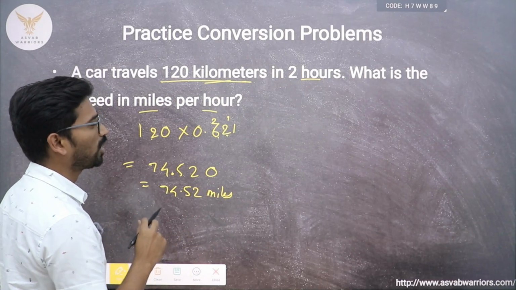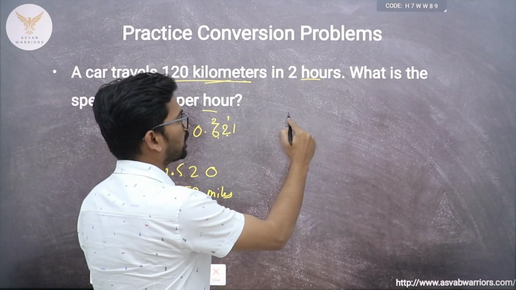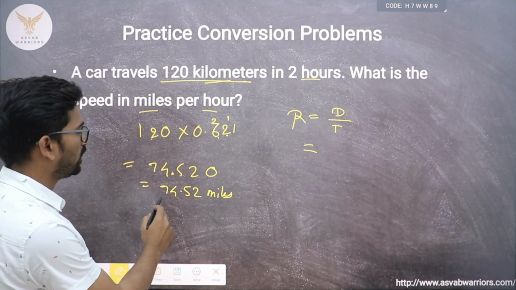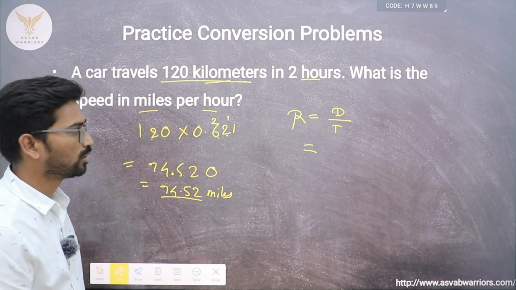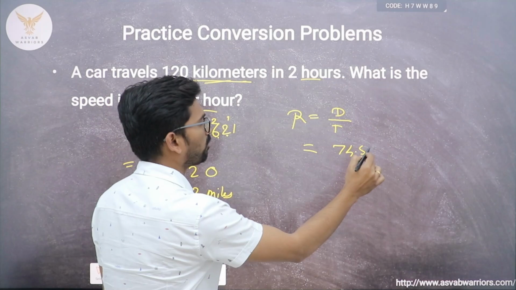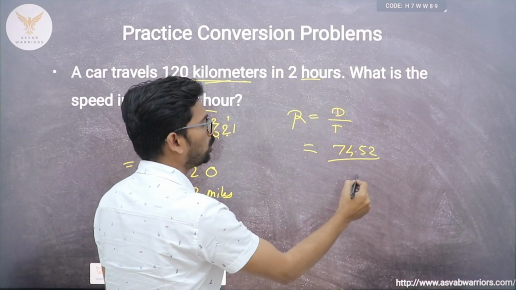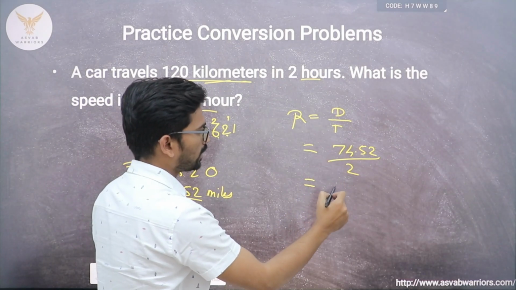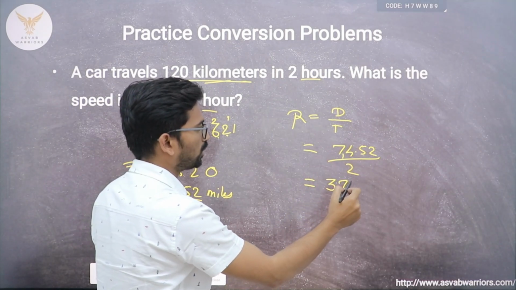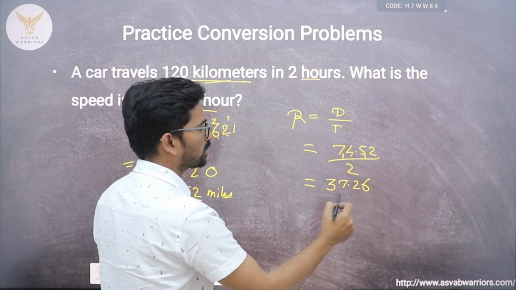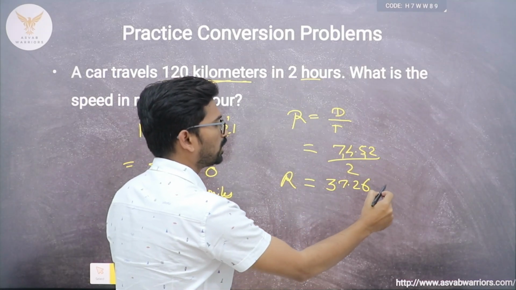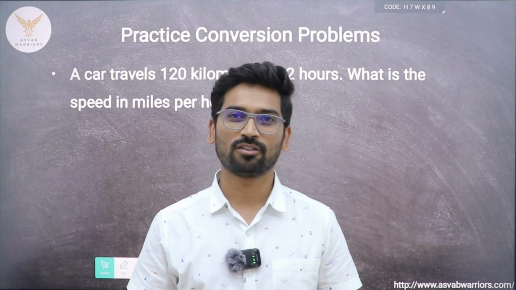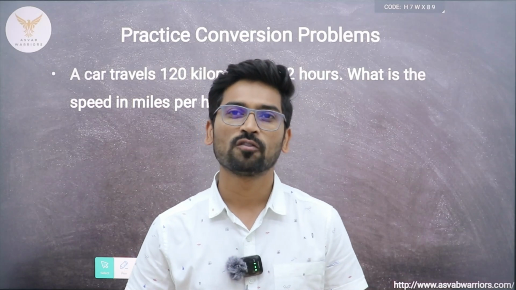miles. Now we have to find out the speed. Speed is nothing but rate, which will be equal to distance upon time. Here distance is 74.52 miles. So we will write down 74.52 miles divided by time, which is 2 hours. So when we complete this division, we will get our answer. So 2 3s are 6, balance 1, 2 7s are 14, 2 2s are 4, and 2 6s are 18. So our rate will be 37.26 miles per hour.